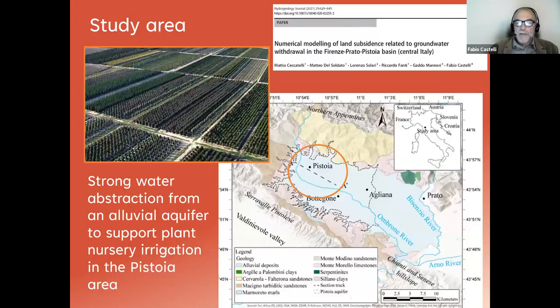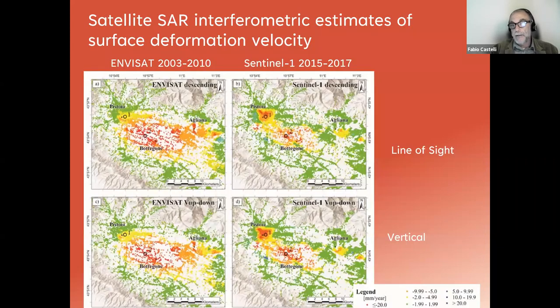So the study area is an aquifer, again in central Italy, an area where there is strong water abstraction to irrigate plant nurseries, a very important economic activity. There have been a lot of clues about land subsidence, mainly damage to buildings and so forth. And of course, even in this case, we have satellite measurements that can detect this kind of problem. Here we have been using in this study interferometric estimates of surface deformation from two different satellites that cover different time periods: ENVISAT from 2003 to 2010, and Sentinel-1 from 2015 to 2017.